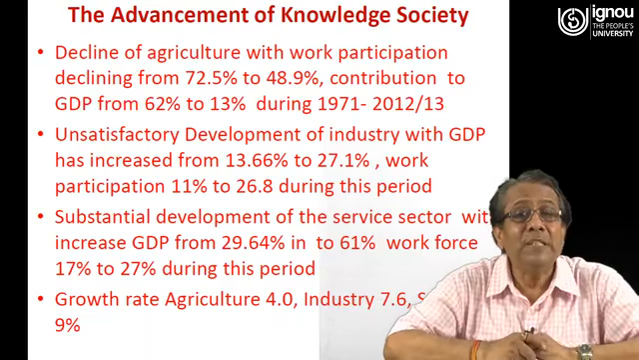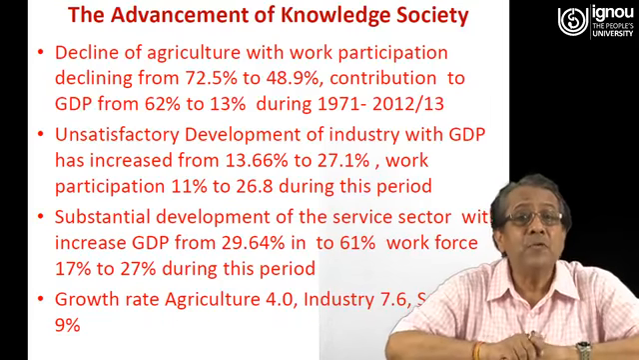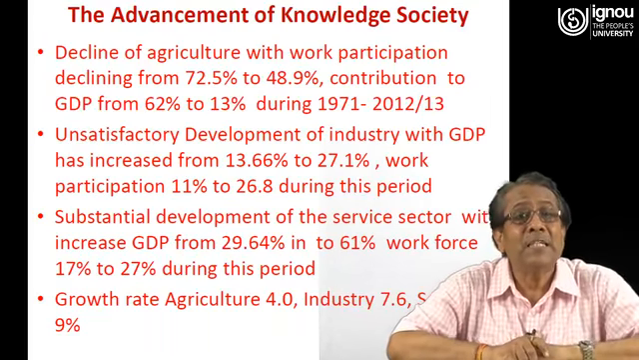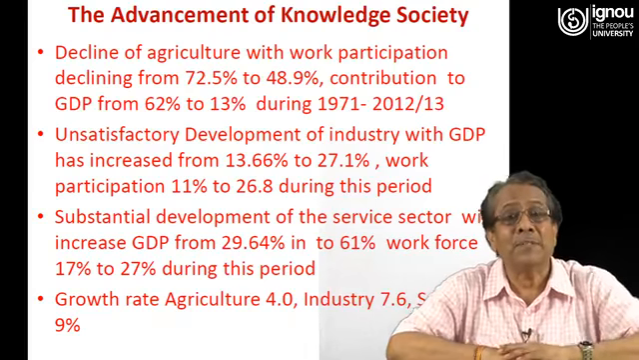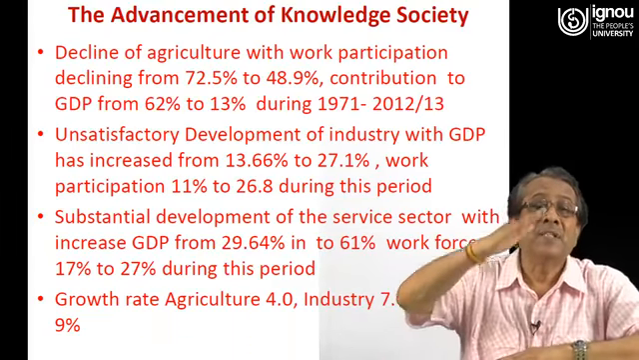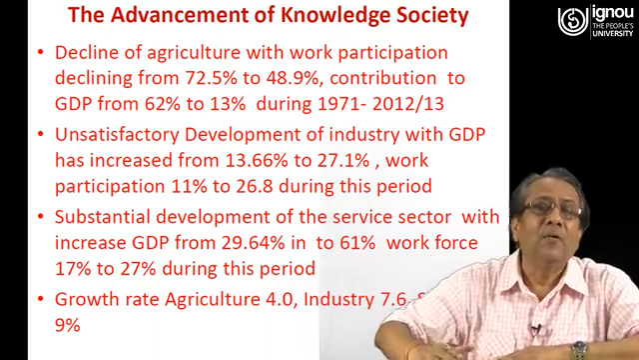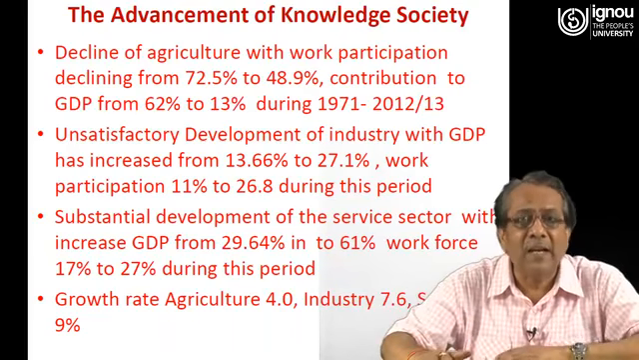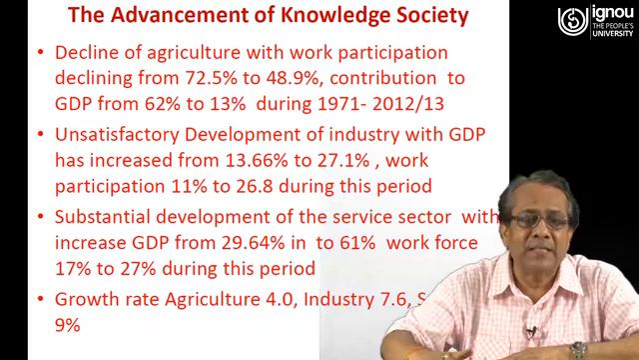If we look into GDP, what is the shift? A huge kind of shift. It has shifted from 62% to 13%. The contribution of agriculture to GDP has sharply declined. Work participation in agriculture declined, and GDP from agriculture has declined.